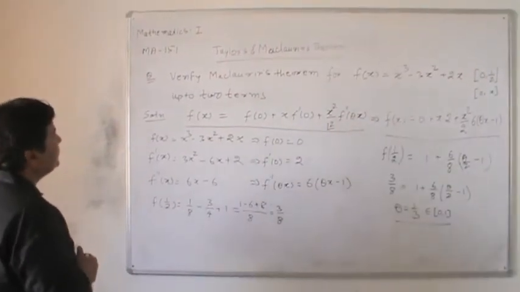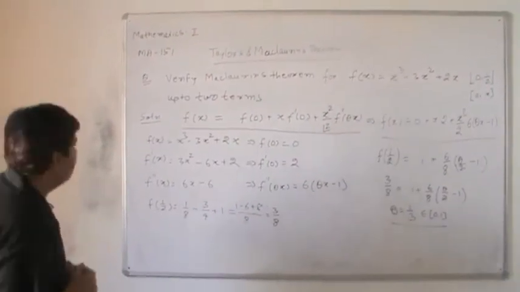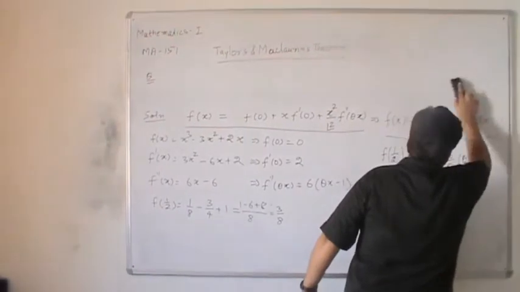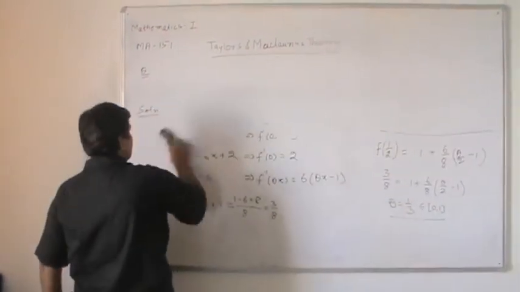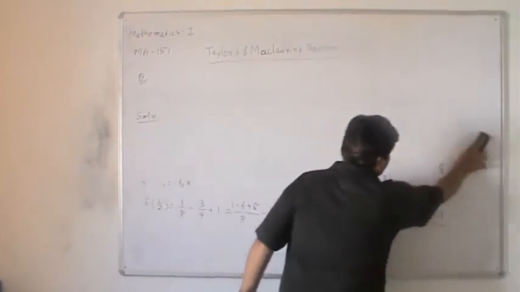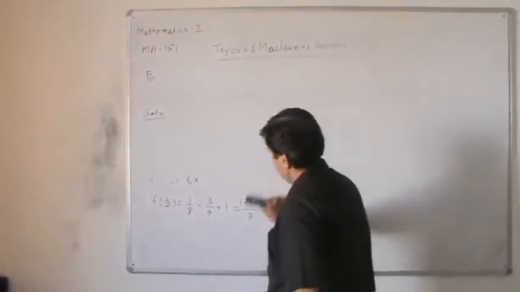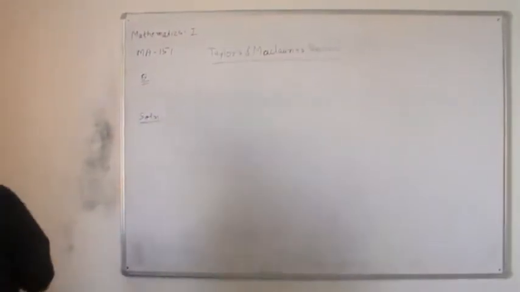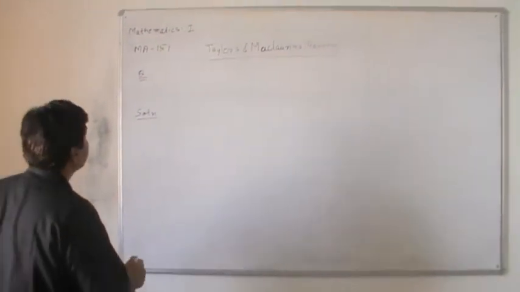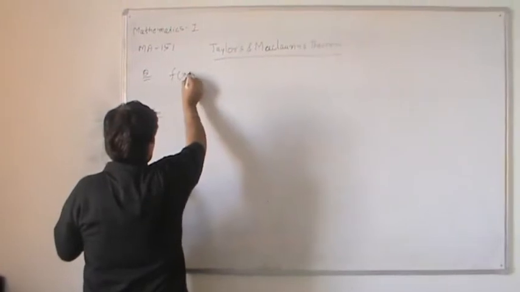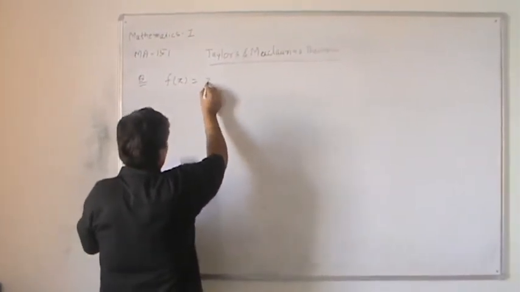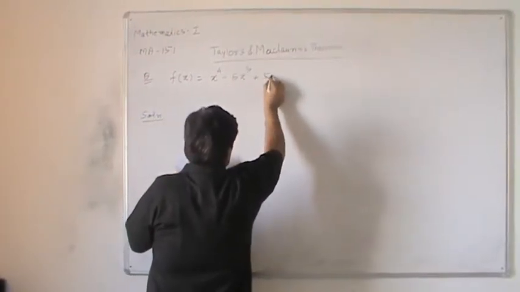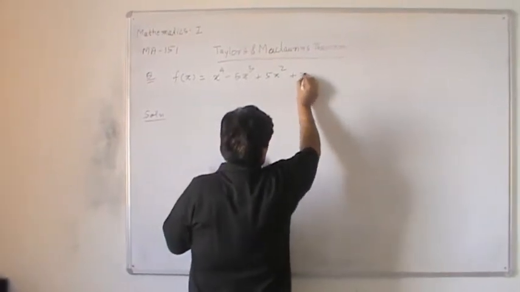Now after this we consider a problem of Taylor's theorem. So the next question is on Taylor's theorem. For Taylor's theorem, we have this question that given a function f(x) equal to x to the power 4 minus 5x cube plus 5x square plus x plus 2.